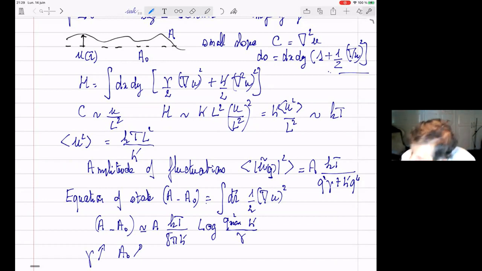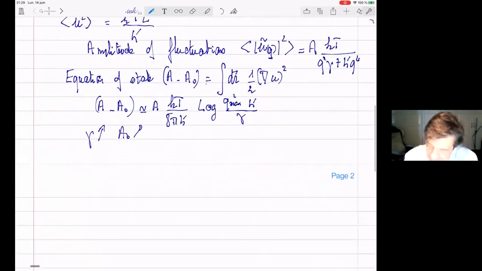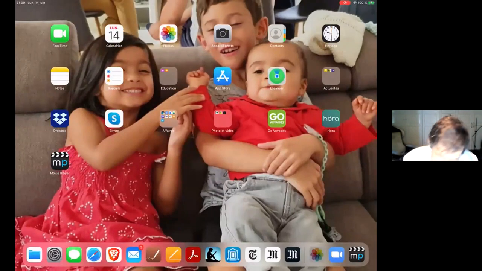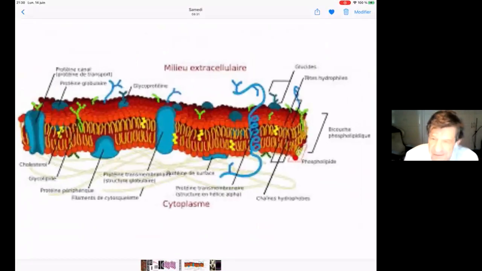Now, of course, these membranes are ideal, and the cell membrane is more complex than that. So what I want to do now is take you from this ideal problem of statistical physics to a more realistic cell membrane. So this will be my second part. Now I will show you a sketch of a real cell membrane. So I go back to my figures, and the cell membrane can be sketched like this.